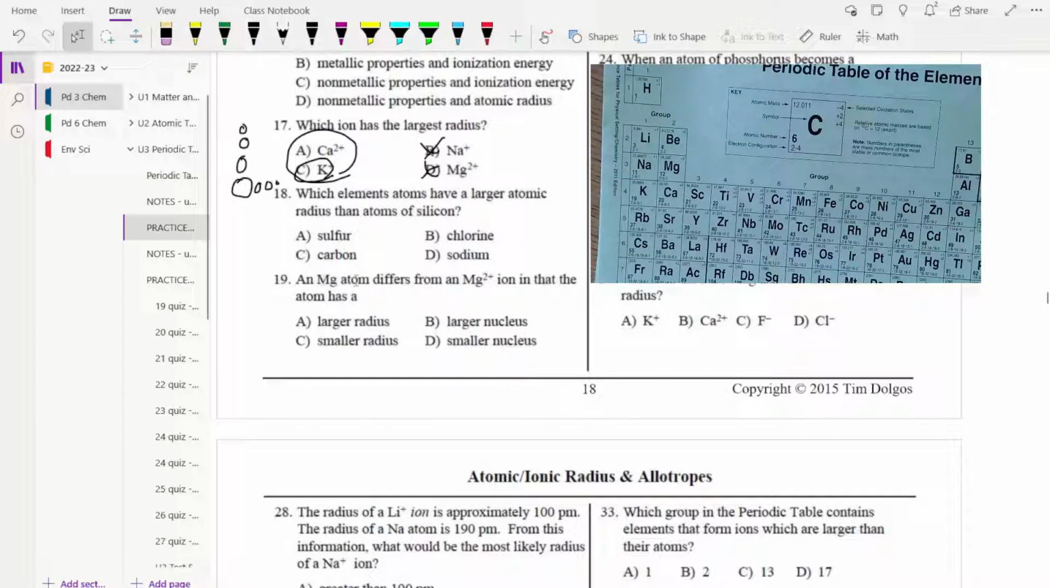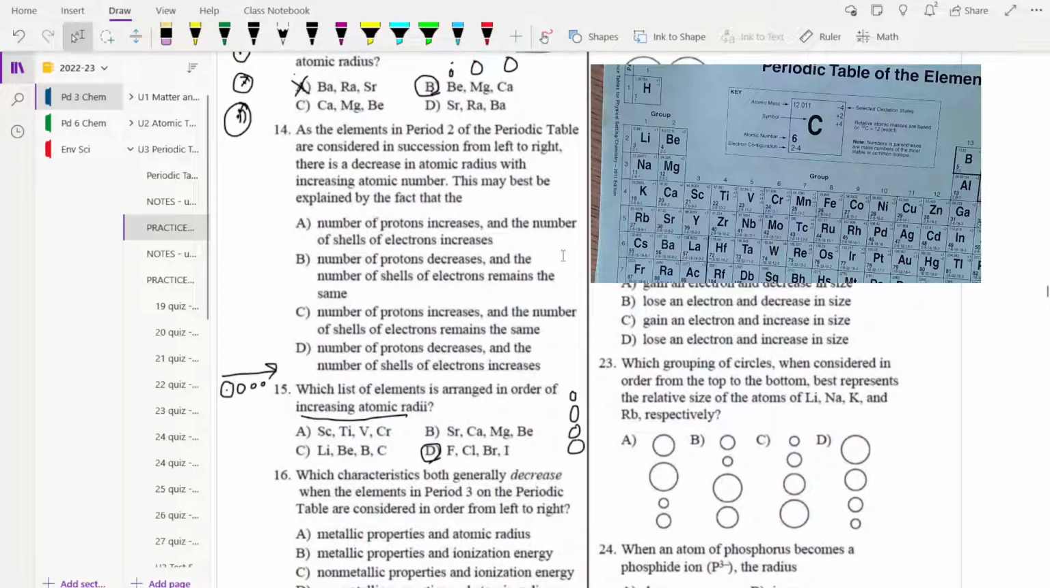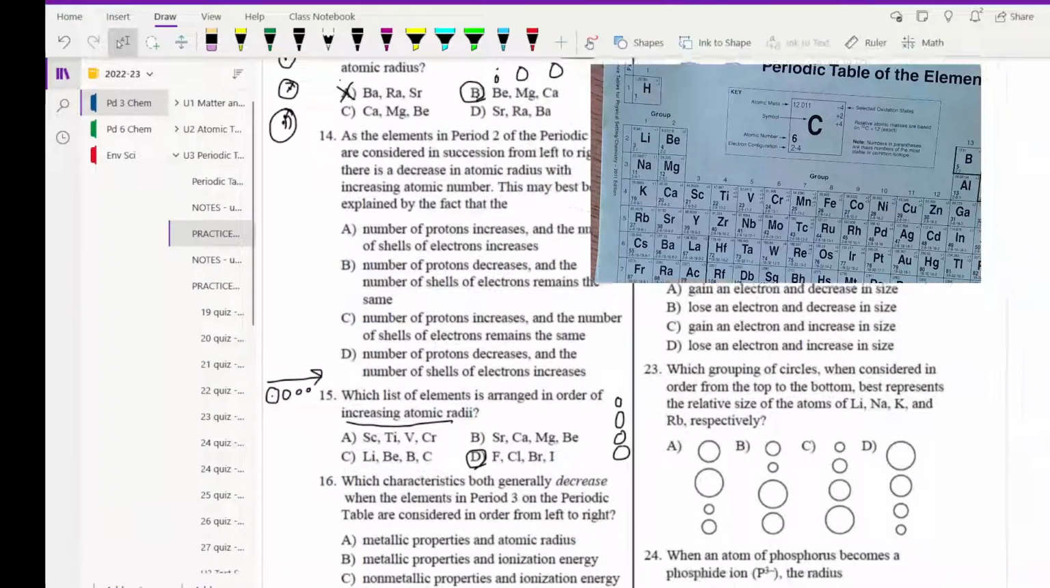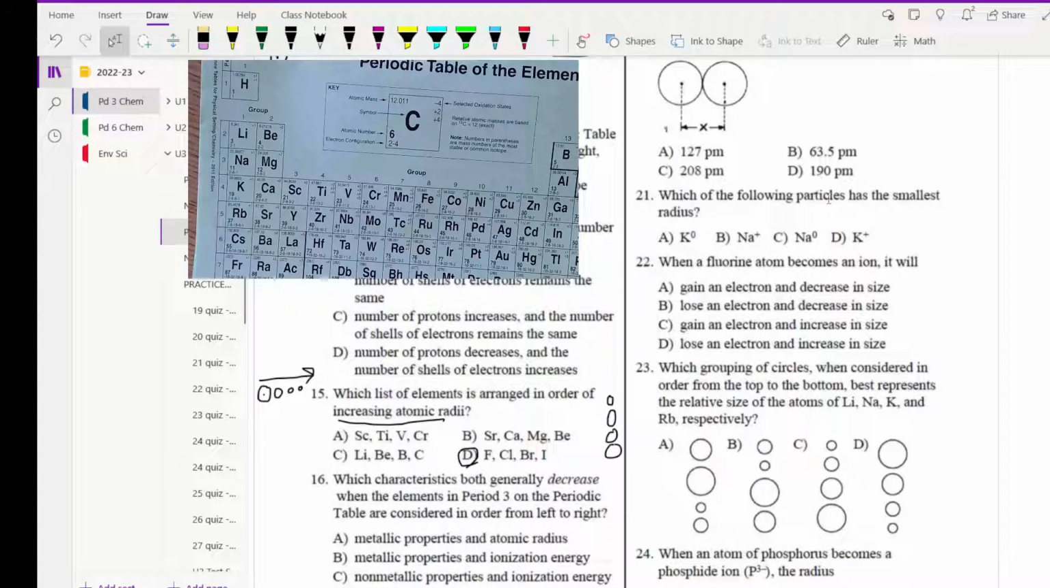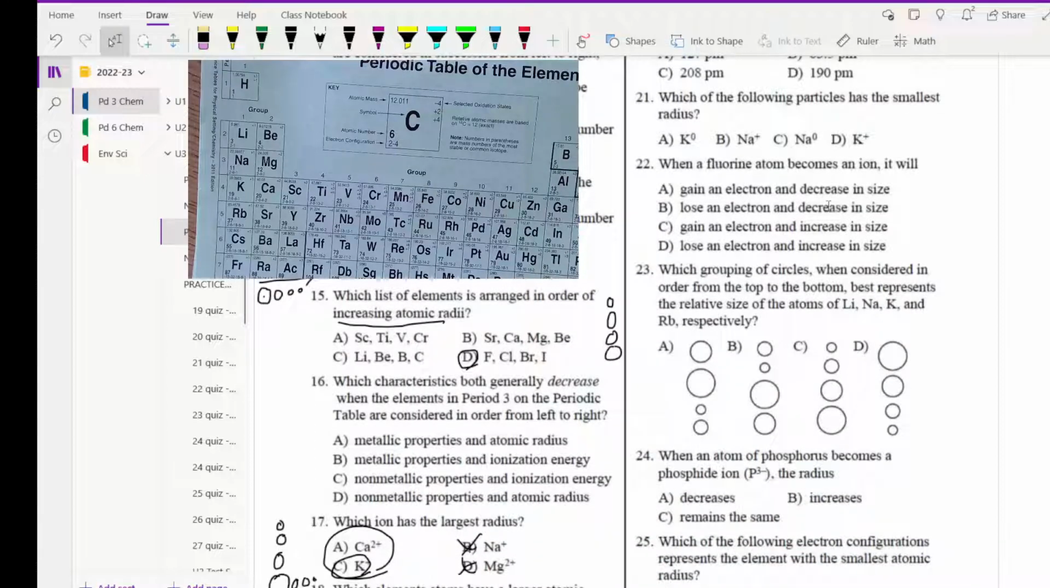Magnesium atom differs from the magnesium ion in that the atom has a what? Well, it definitely has a larger radius, because it has more electrons in its outer shell. All right, 21. Whoops, wrong thing. Let me move this. Which of the following particles has the smallest radius?